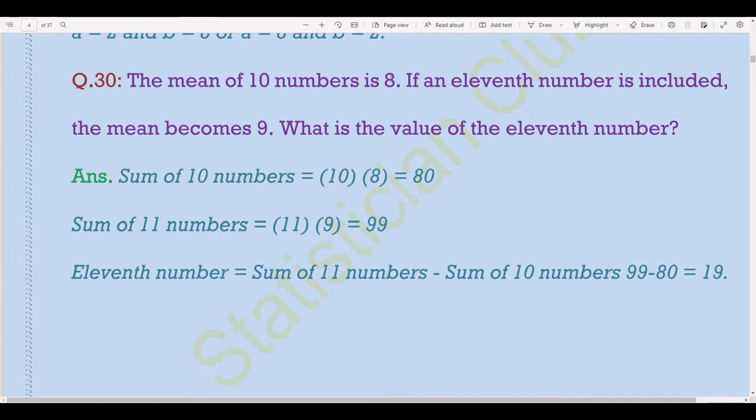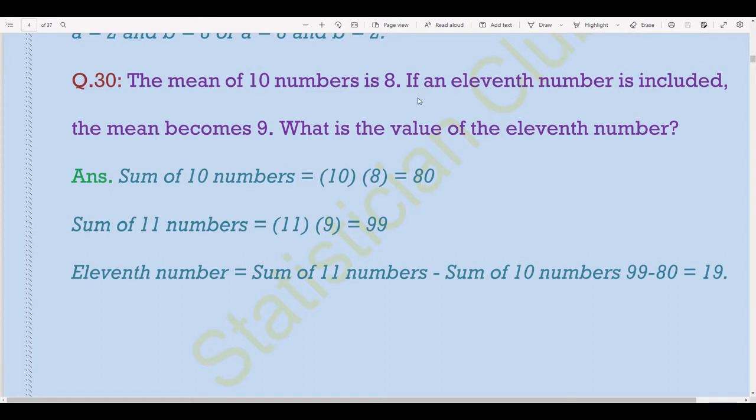And we find here sum of x, or sum of 10 numbers. You can say it sum of 10 numbers or sum of x, in other words. As you know, the direct formula for ungrouped data of arithmetic mean is x bar is equal to sum of x over n. And when we want to find sum of x, by cross multiplication, sum of x is equal to n x bar. So our n is 10, x bar is 8. 10 multiplied by 8 is equal to 80.